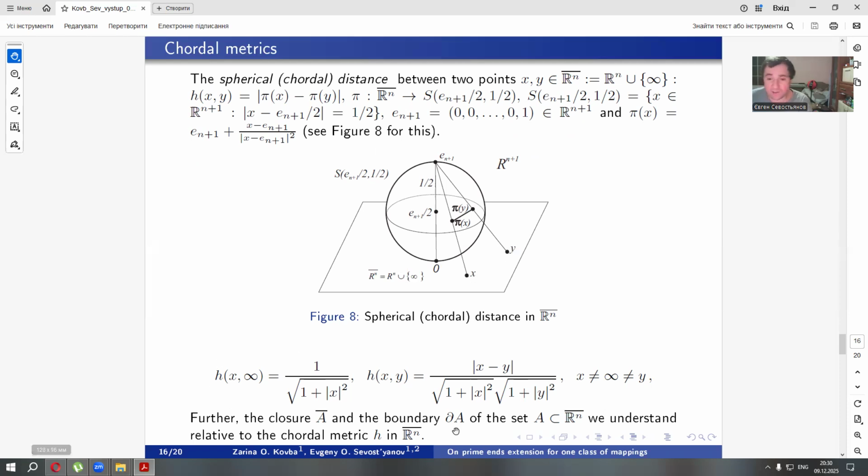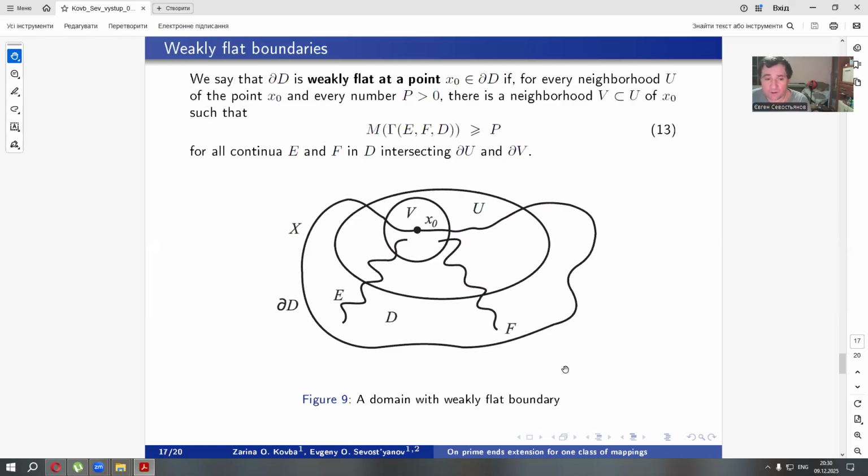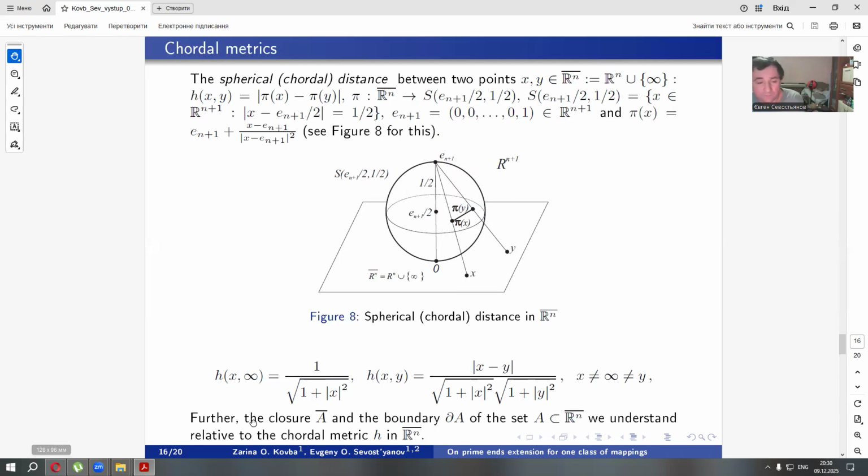There is a precise formula for the chordal distance between points. Further, the closure and the boundary of a set are understood with respect to the chordal metric h defined as above.